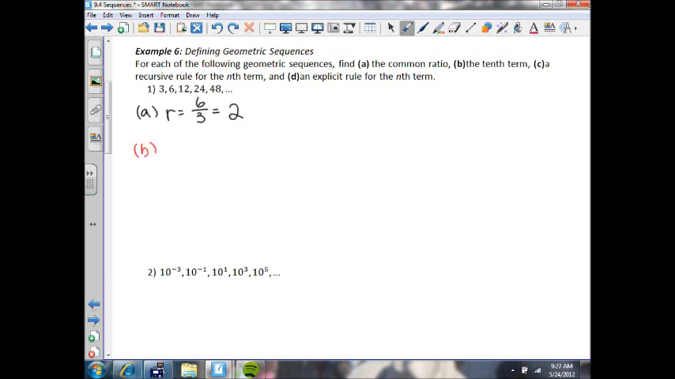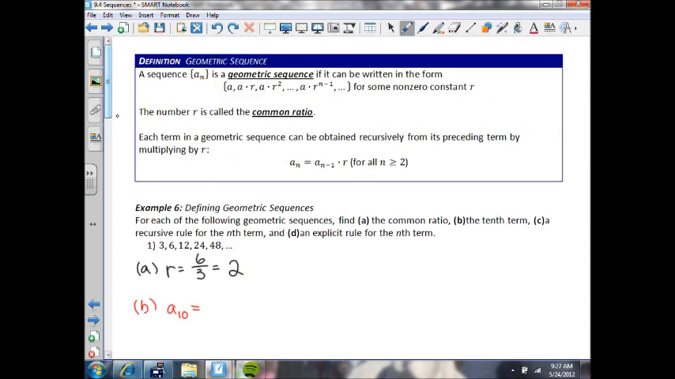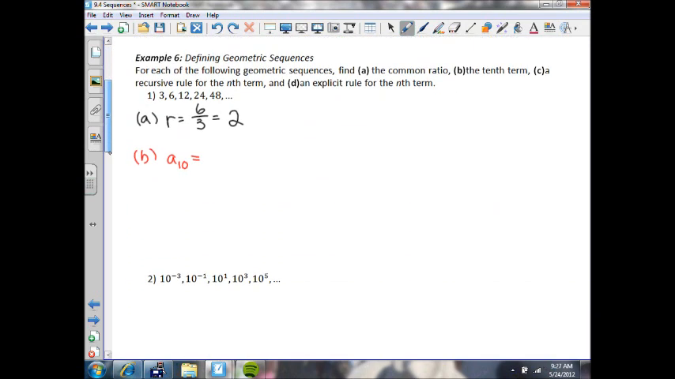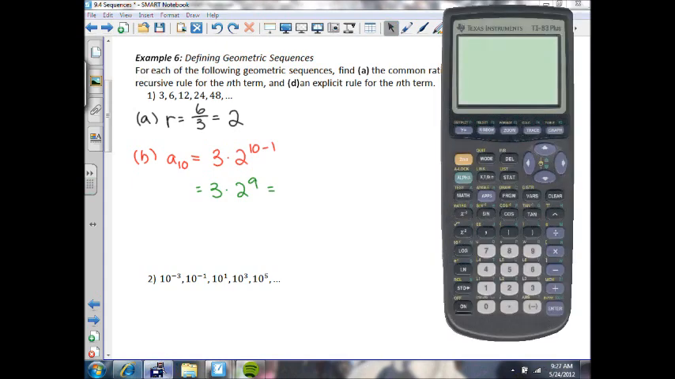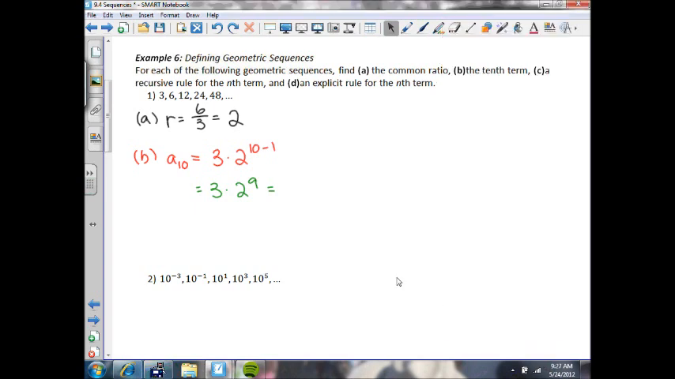For part B, we need to find the 10th term. So we're going to use this right here. It's going to be our first term times the ratio to the 10 minus 1. Really, that will be 3 times 2 to the 9th, that will be 1,536.